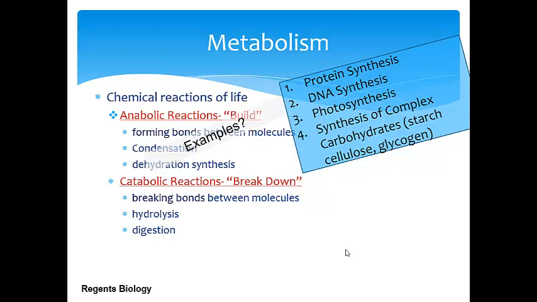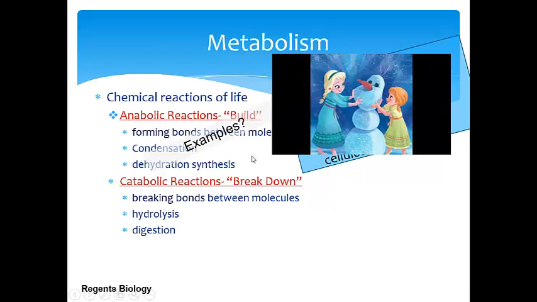Now I have something that's kind of funny. It'll help you remember. Anabolic reaction means to build something. You see the first part of anabolic reaction has the word Anna. You guys know Anna from Frozen, right? Of course you do. What did Anna want to do? Anna wanted to build a snowman. So you can think Anna builds a snowman, and you're building bigger molecules.